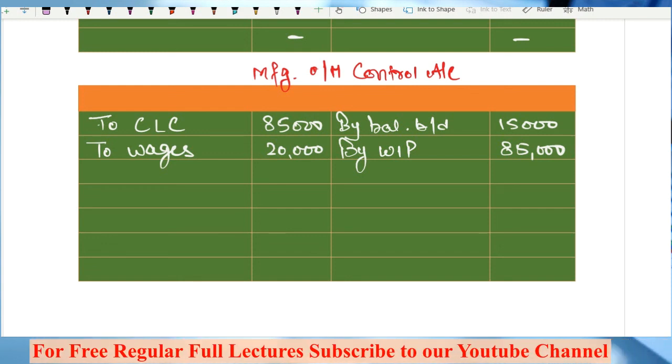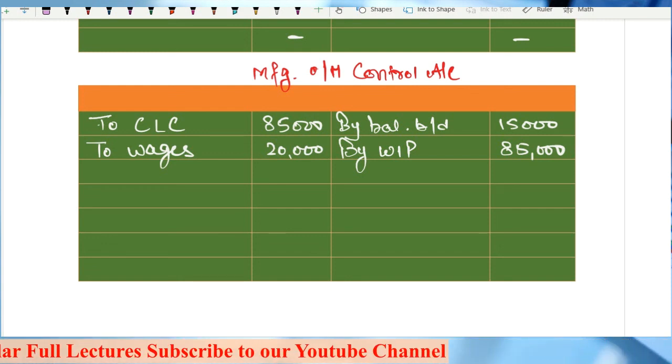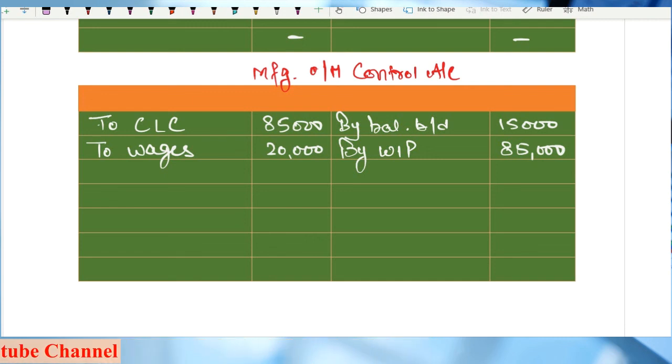Now this is an interesting part here. In the last lecture, I also told you that I will tell you where to take it to the costing P&L and where to carry it forward, right? Supplementary rate calculation doesn't apply here. No need.